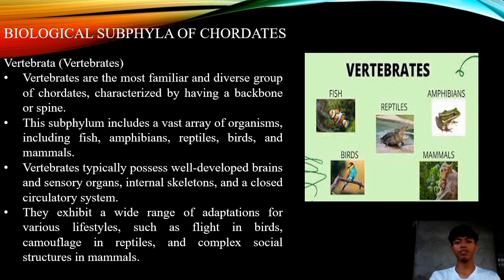Additionally, vertebrates exhibit a remarkable diversity of adaptations to various lifestyles and environments. This includes adaptation for flight in birds, amphibious lifestyle in amphibians, thermal regulation in reptiles, and complex social structures in mammals. These adaptations reflect their evolutionary history and ecological interactions.